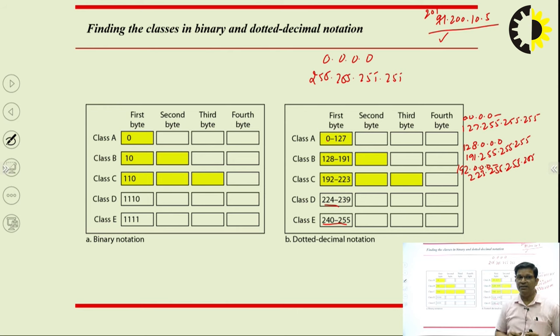Class D addresses are called multicast IP addresses, used when there is communication from one to many. Many means those who are authentic, who have taken permission from me. So I am communicating to a group. This is called multicast. So my IP address is configured on class D.